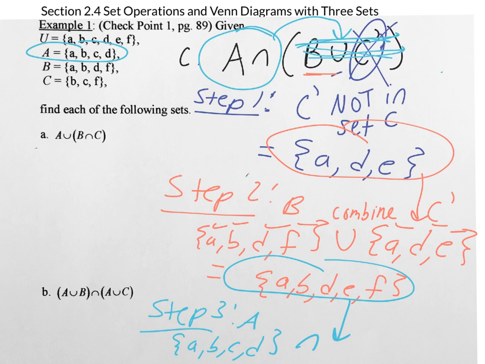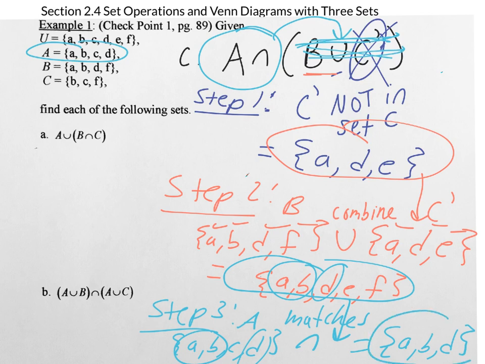Our memory trick for intersection was matches. So where do these two sets match? Well, they both have an A and a B in common. They also have a D in common. So I get a final answer of the set with little A, little B, and little D in it. That's what I did last. There's nothing left to do in the original question. Yay! So that is my final answer, the set with A, B, D.